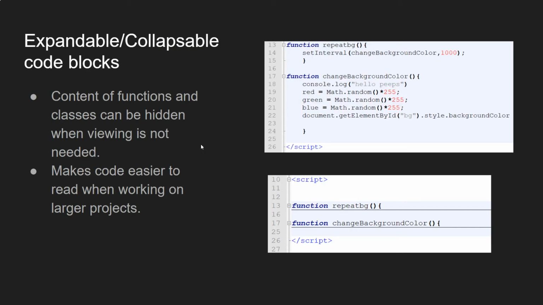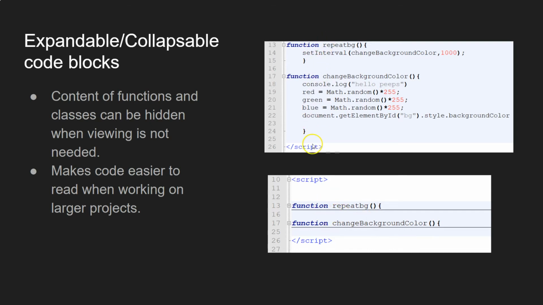Expandable and collapsible code blocks. Now, what this does is it's just a method of displaying your code. It doesn't actually edit the code itself, but it's just a way of displaying the code so it's easier to read. And it gives you the option here, by clicking on the plus and minus, to either show the contents of a function or particular piece of code or to hide it.